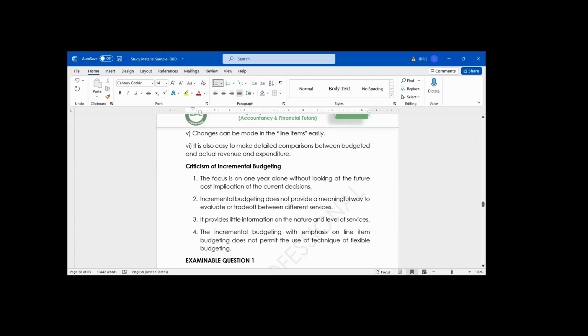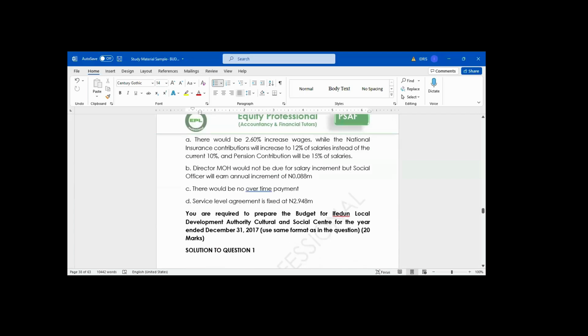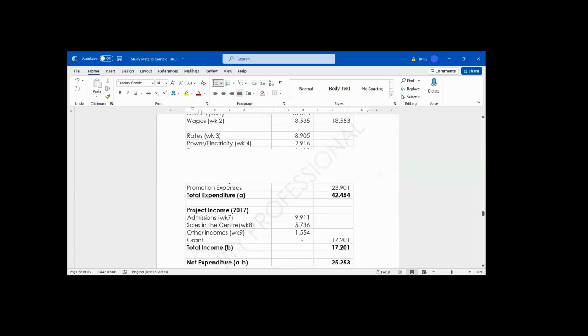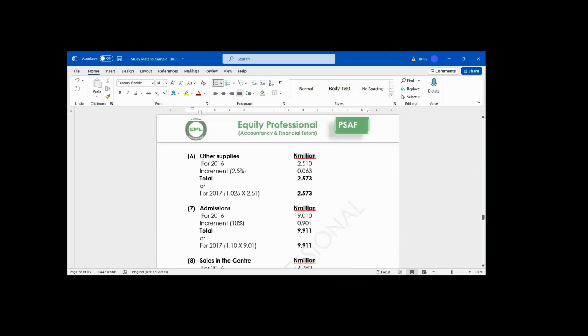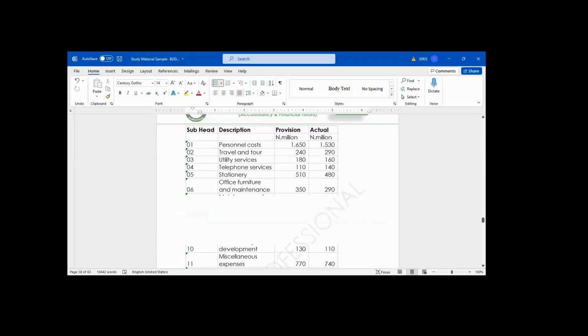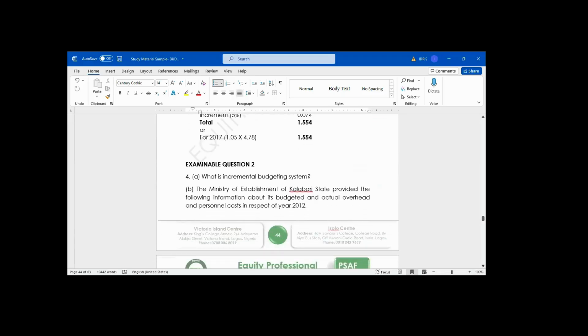For the sake of time, I think we can look at a question so that we can move to the next area of budget, if by God's grace today we finish budget. Let's start from question 2. Let's solve question 2 first before question 1. Somebody should help us read question 2.